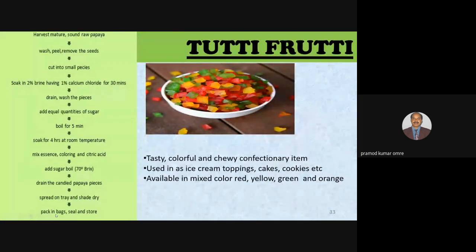Tutti frutti. You are very well aware of tutti frutti. It is made from different fruits. It is a tasty, colorful, and chewy confectionery item. It is used as ice cream topping, in cakes, cookies, etc. Available in mixed red, yellow, green, and orange form. And there is a big market of tutti frutti. Large industries are working in this area for making tutti frutti. Jam is also one of the products from this. So these are the value additions of the product from the field.